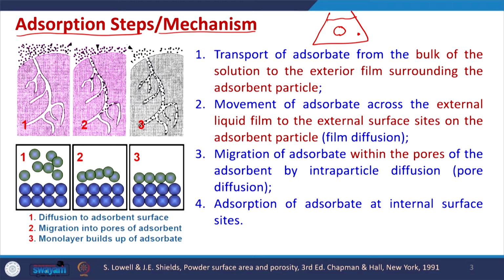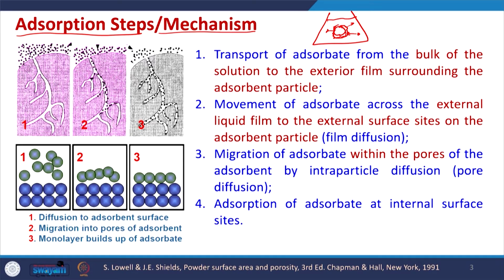So, the first phase is transport of adsorbate from the bulk of the solution to the exterior film surrounding the adsorbent particle. Now, whenever there is an adsorbent particle in the liquid phase, it will always be surrounded by some liquid film which will always move along with the adsorbent wherever it moves. So, a stagnant liquid film will always be there around the adsorbent particle. That means the adsorbate has to first move to the exterior film surrounding the adsorbent particle. So, this is the first step.